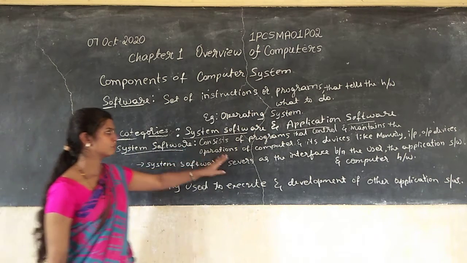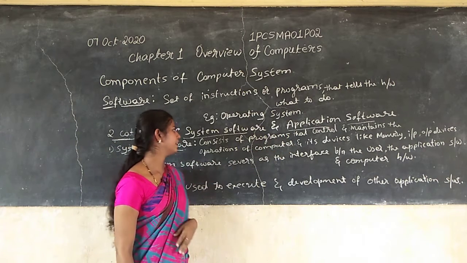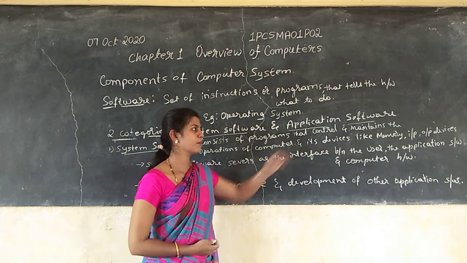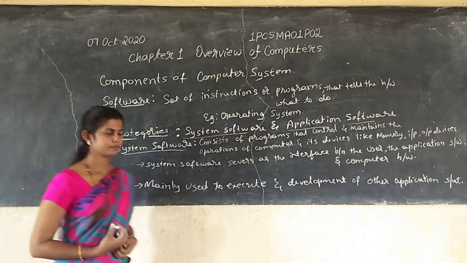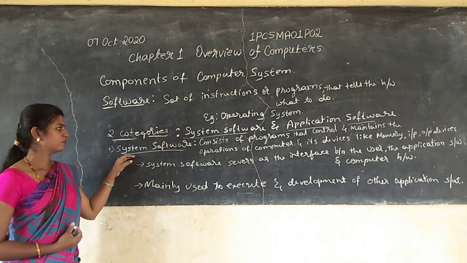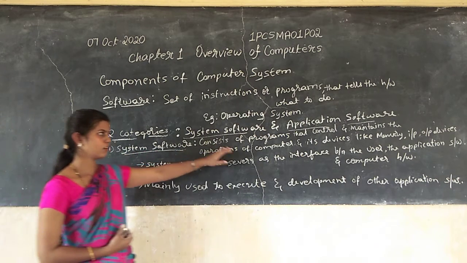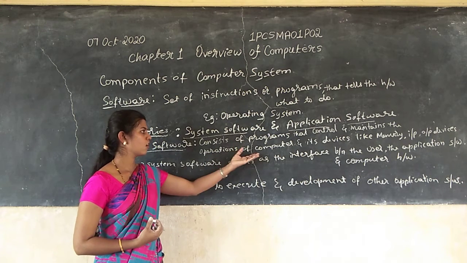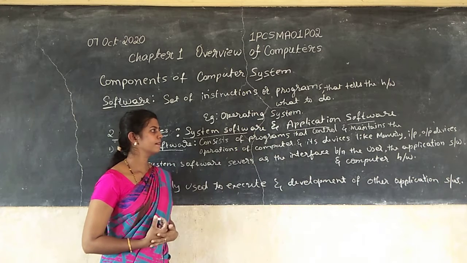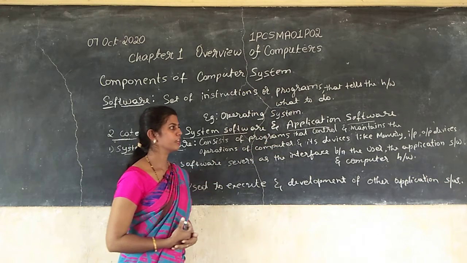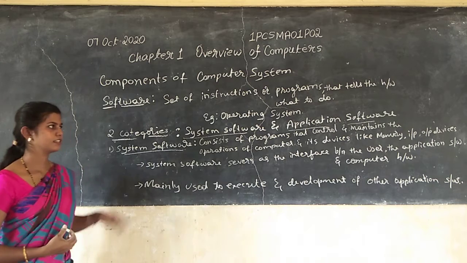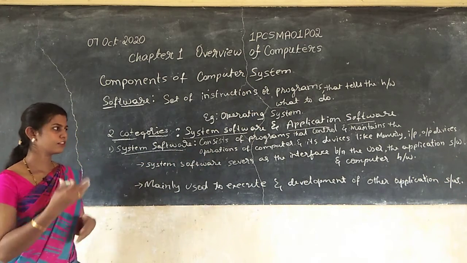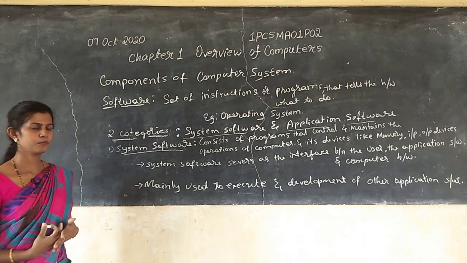System software consists of programs that control and maintain the operations of the computer and its devices, like memory and input output devices. So, what does system software consist of? It consists of programs which control and maintain whatever operations happen in the computer.